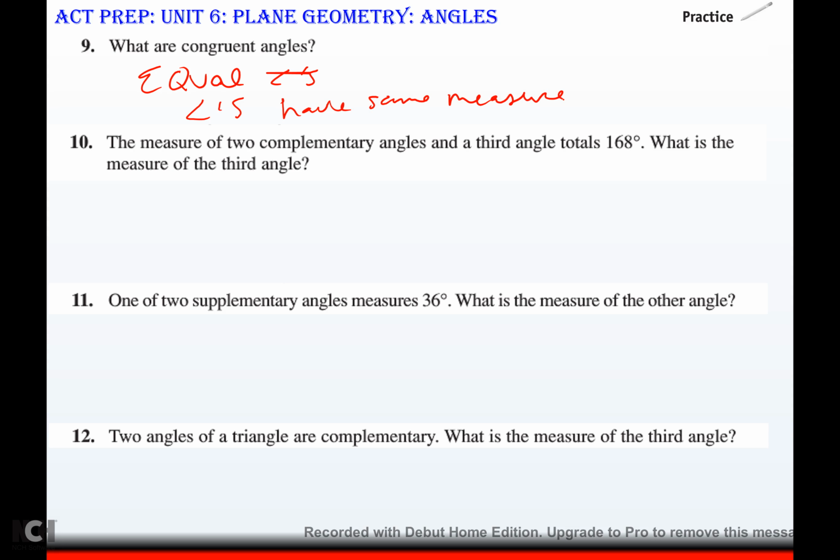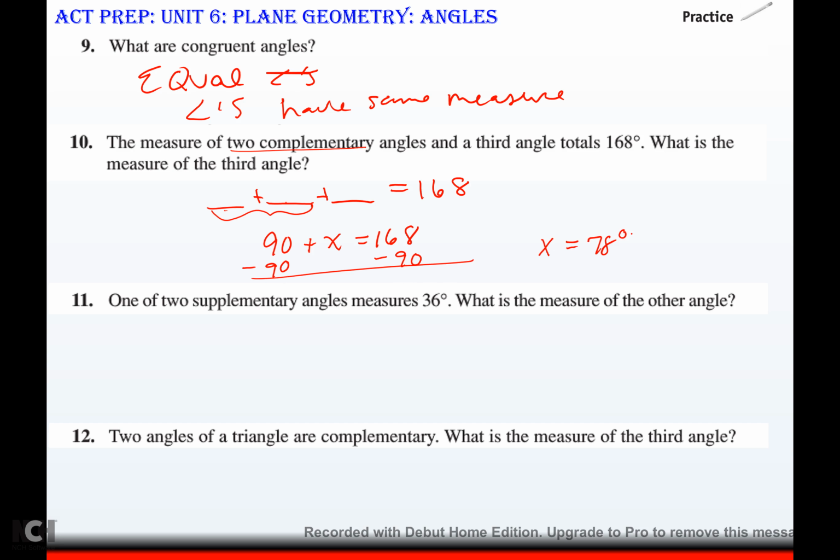10, the measure of 2 complementary angles and a third angle totals 168. What is the measure of the third angle? Well, you're adding 3 things to get 168. It says 2 of them are complementary, so these two put together are 90, plus I don't know equals 168. To get the I don't know, subtract 90, and you get the measure of the third one. Has to be 78 degrees.